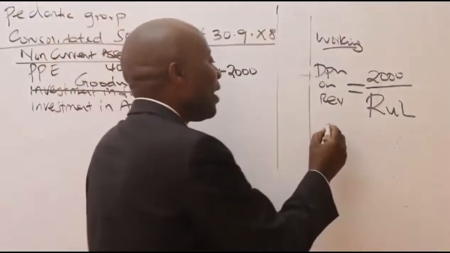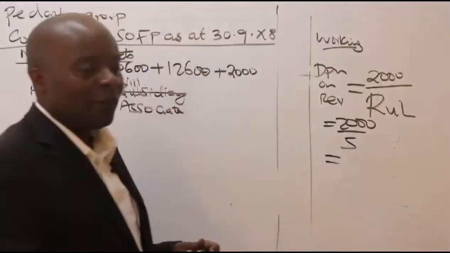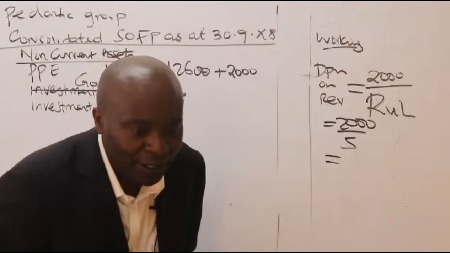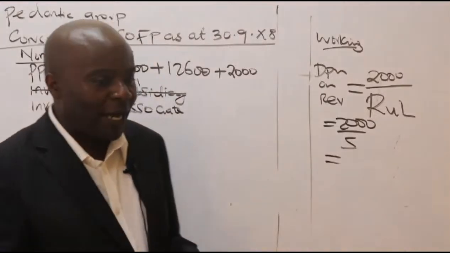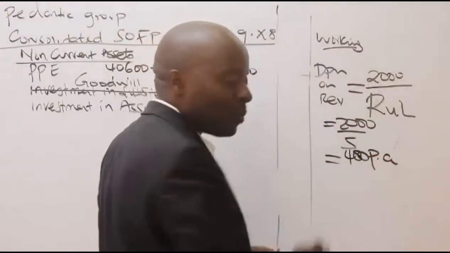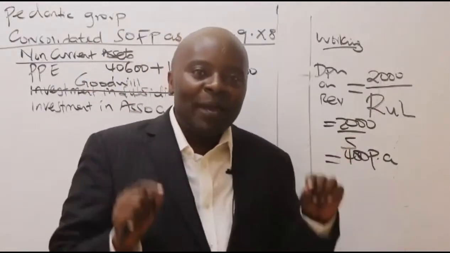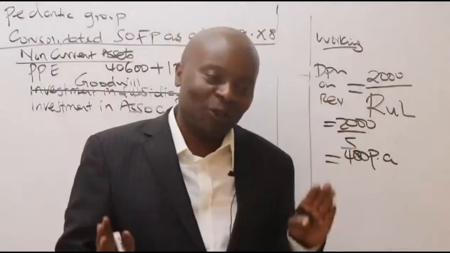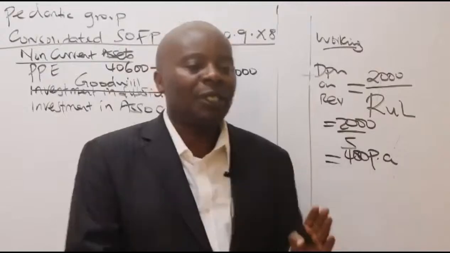Ladies and gentlemen, we have here 2,000 divided by 5. So 2,000 divided by 5 gives me what, somebody? That's quite a huge figure. 2,000 divided by 5 gives me 400. Thank you very much. But you see, this 400 is per annum. And if you remember, for depreciation, we would want the total cumulative depreciation. For how many years have we stayed with this subsidiary?